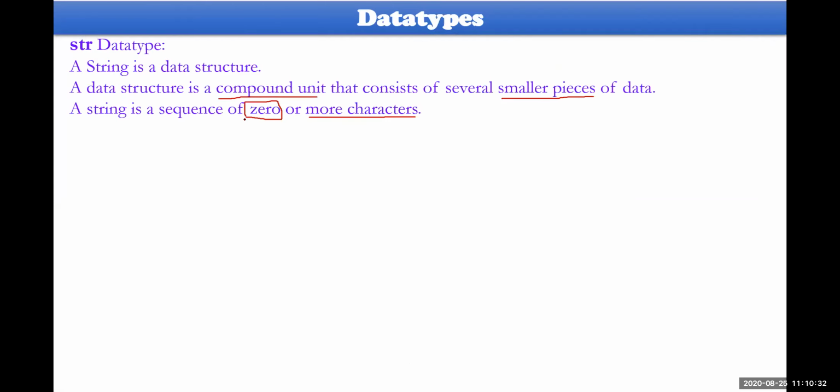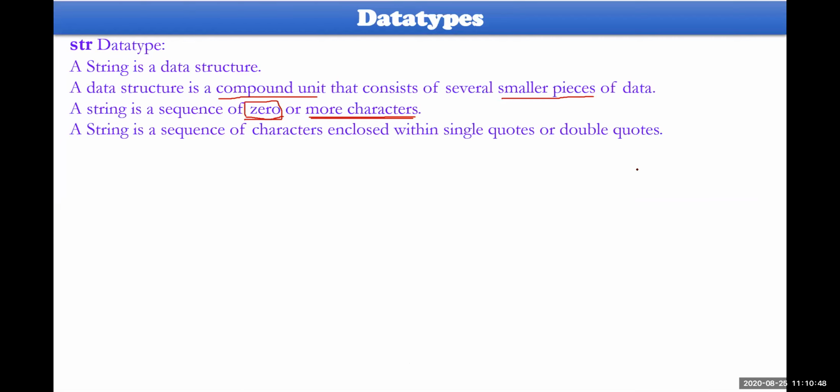Therefore a string will be a sequence of zero or more characters. Zero characters, that is called a null string. More characters will be there if you have your own characters, and based on that you have to decide. And a string is a sequence of characters enclosed in single quotes or double quotes. Both will be okay.